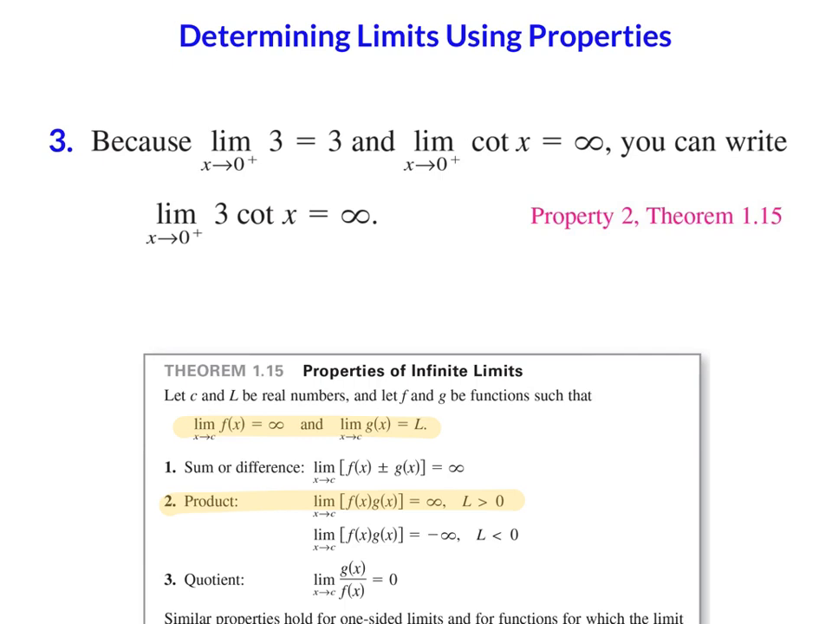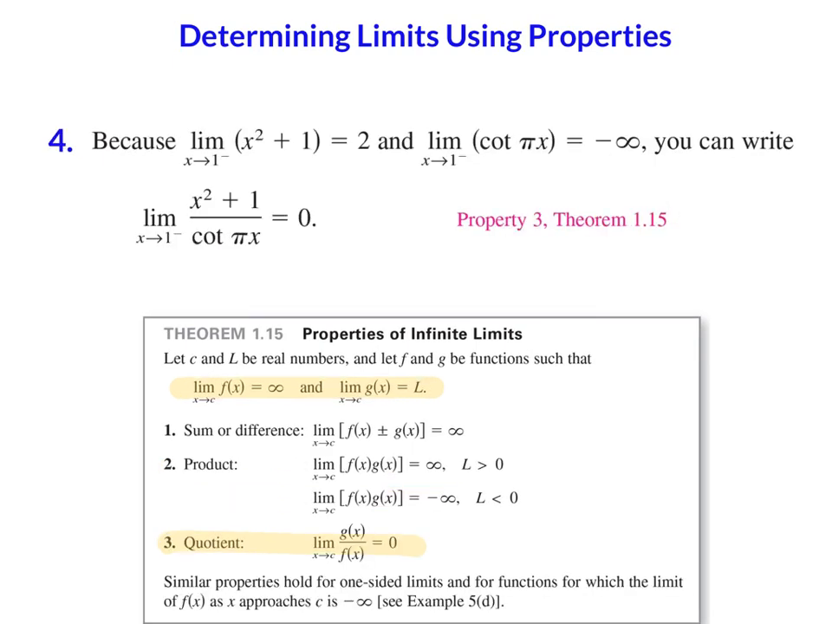Now let's look at an example of a product. So let's say I have the function 3 times cotangent of x. And so I know that the limit of y equals 3 as we approach 0 from the right is going to be 3. And the limit of cotangent of x as we approach 0 from the right is going to be infinity. If I multiply those two together, 3 is greater than 0, so my result is going to be positive infinity.